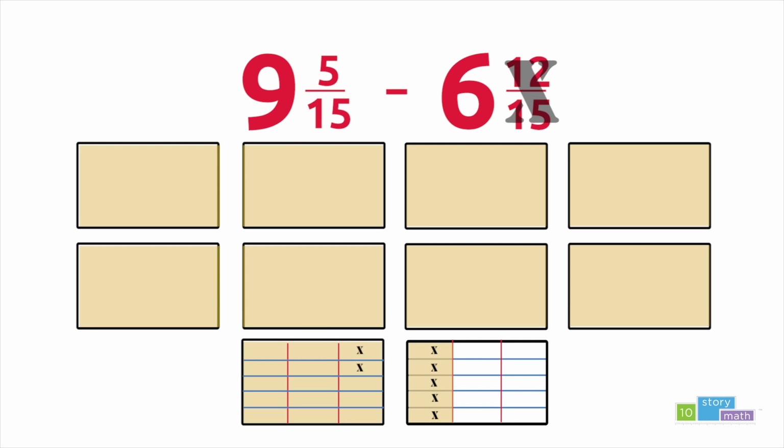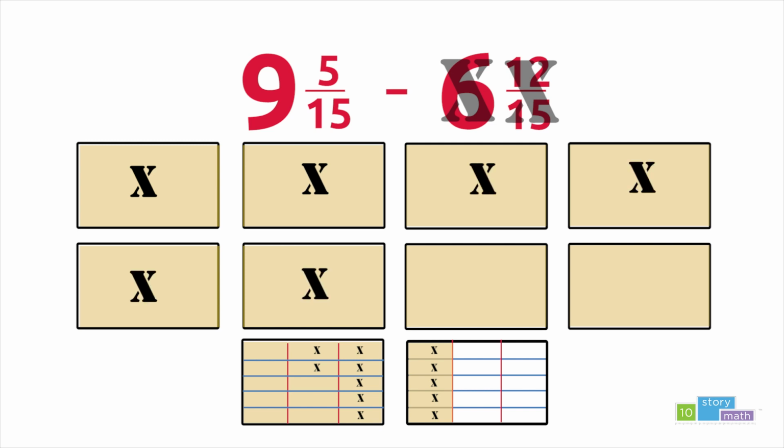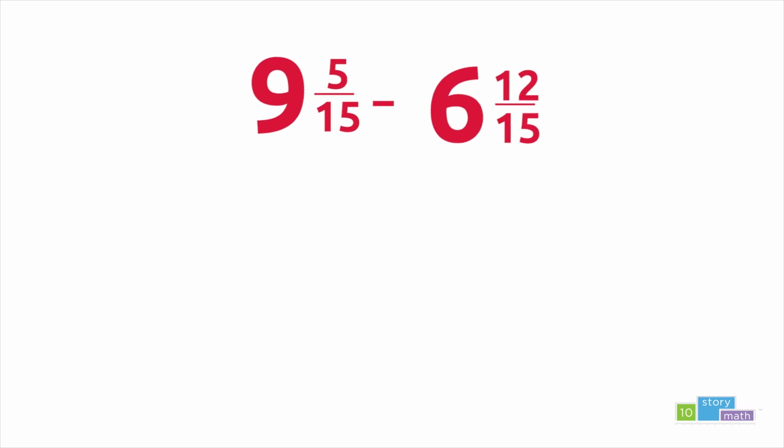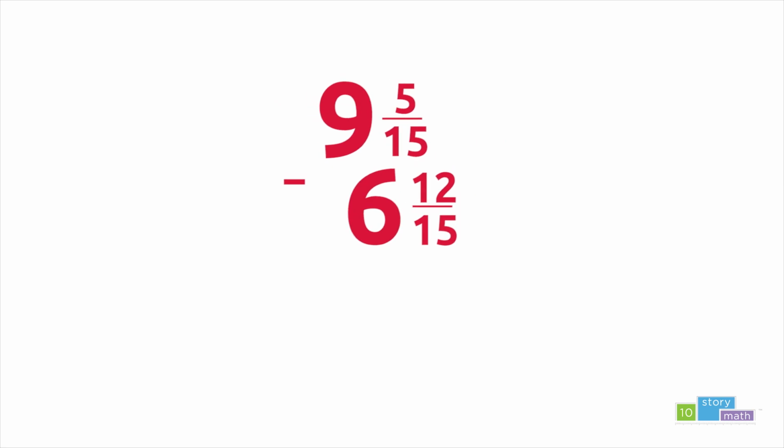6, 7, 8, 9, 10, 11, 12. And now we can use an X to cross off 6 of the wholes. 1, 2, 3, 4, 5, 6. We have now taken away 6 12/15 from the 9 5/15 we started with. So what's left? 2 8/15. Let's take a look at a numerical representation of our work.